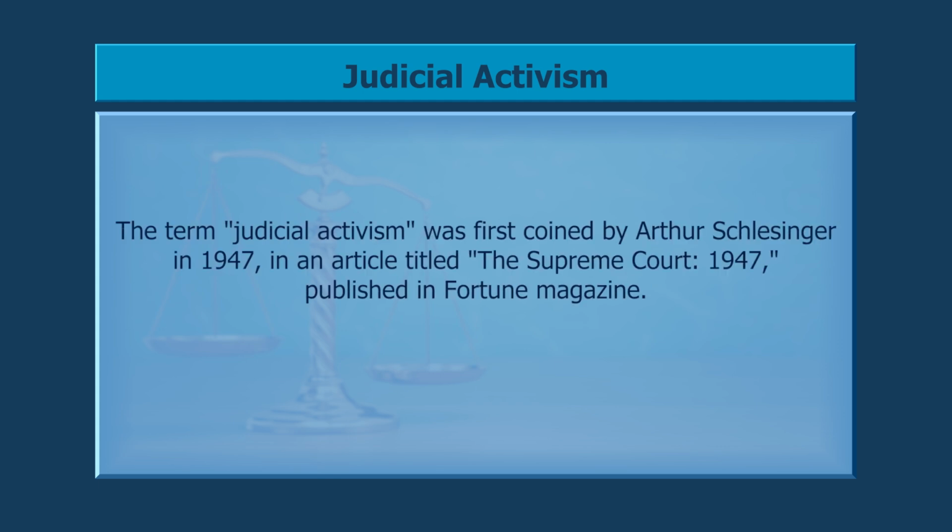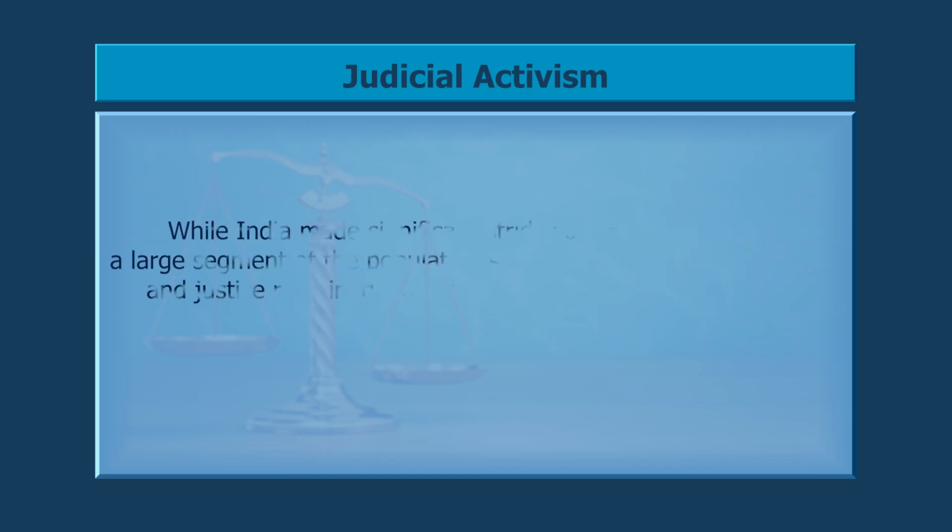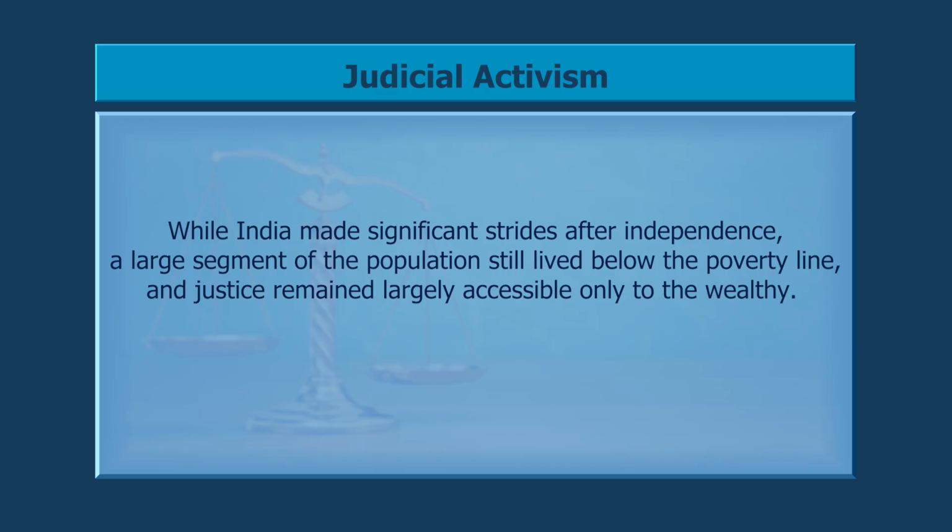The term judicial activism was first coined by Arthur Schlesinger in 1947 in an article titled "The Supreme Court, 1947", published in Fortune magazine. While India made significant strides after independence, a larger segment of the population still lived below the poverty line, and justice remained largely accessible only to the wealthy.